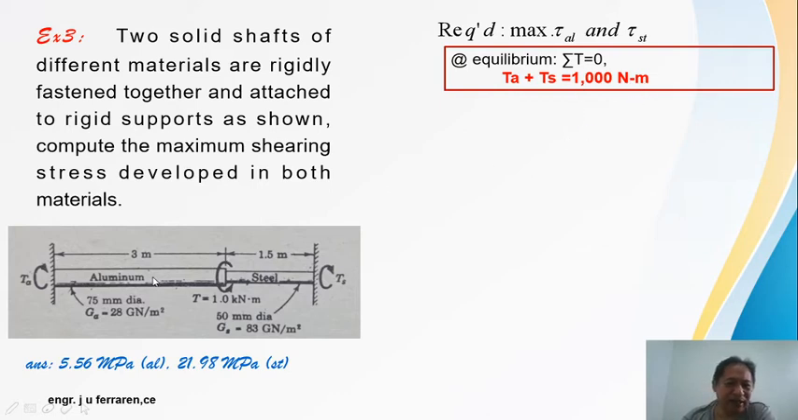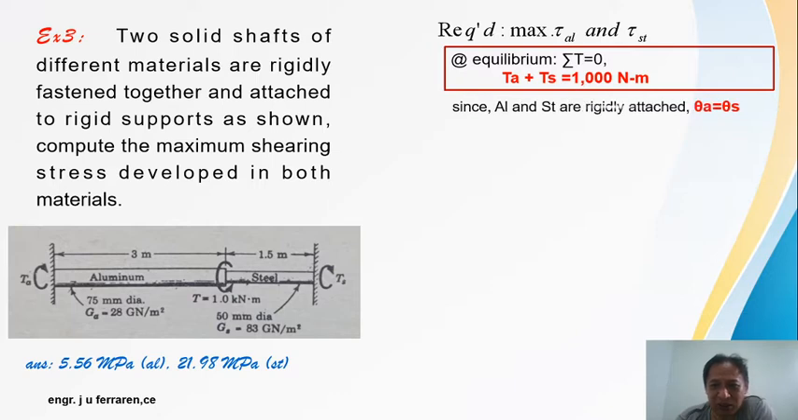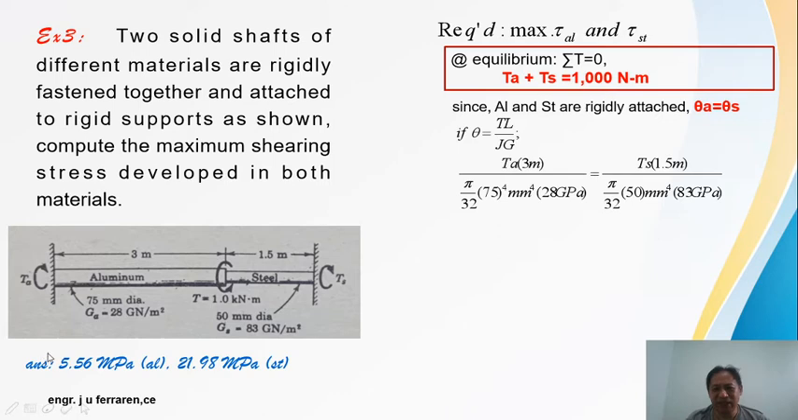Now, since these two are rigidly fastened, that would mean that any angle of twist in the aluminum will also be the same angle of twist that is experienced by the steel. So, we have the equation involving the angle of twist. The angle of twist for the aluminum is equal to the angle of twist of the steel. Now, what is the formula for the angle of twist? We can recall, that is TL over the polar moment of inertia times the modulus of rigidity.